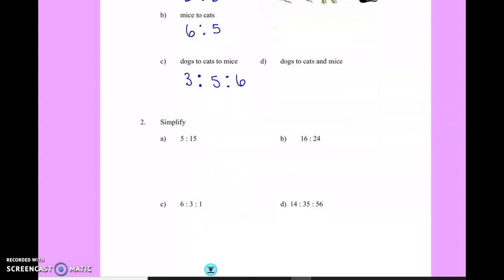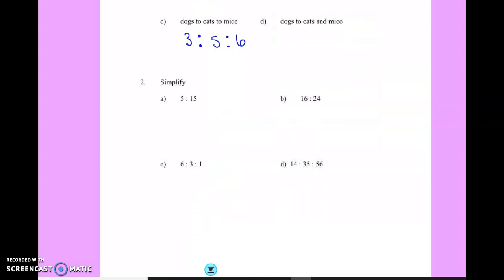Okay, question 2. If you simplify a ratio, it's a bit like simplifying a fraction. If you imagine 5 to 15 written as 5 over 15, we're simplifying down the ratio the exact same way as we would simplify down the fraction.